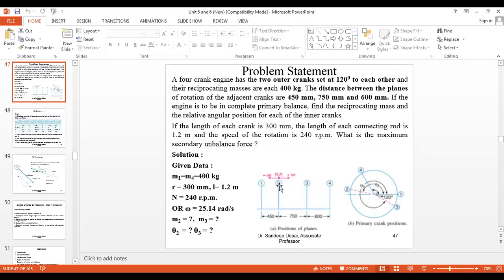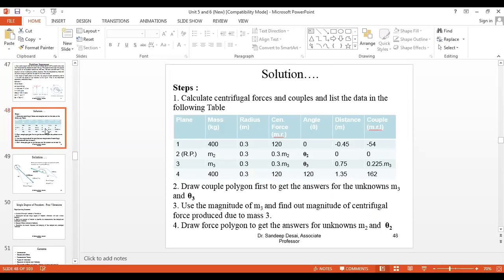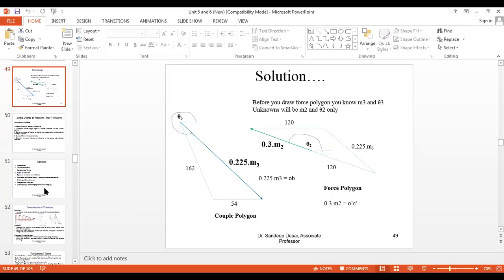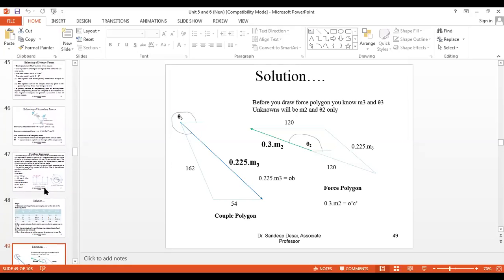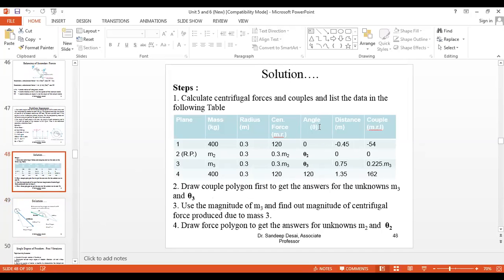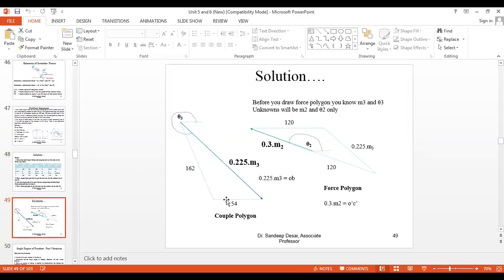When plane 2 is assumed as reference plane, distances of planes towards its right will be positive, and those towards left will be negative. That is something we have done in this particular table. If you have understood this table, I don't think there will be any problem in drawing force and couple polygon. So first we have to draw the couple polygon. I don't think there is a couple polygon in this case, but it will be there in front of you. Both couple polygon and force polygon are there, right?